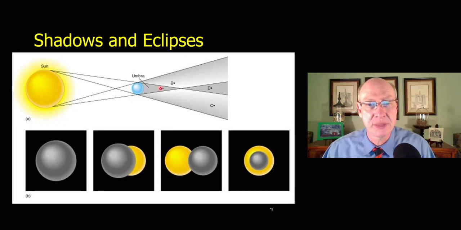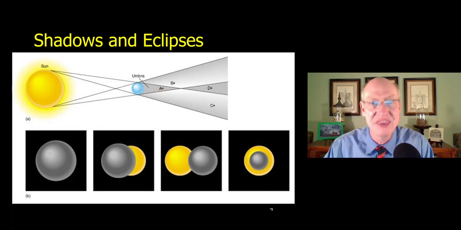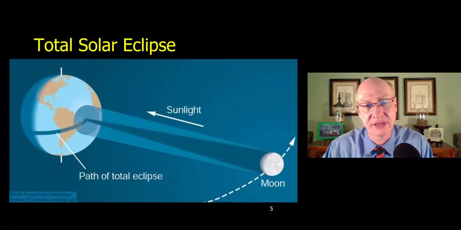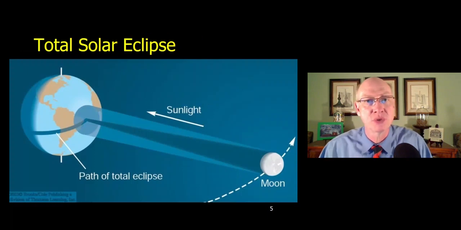A total solar eclipse is when you find yourself inside the umbra of the moon. They are, of all the eclipses, by far, hands down, the most spectacular eclipses. And so let's start with total solar eclipses. So here's what happens during a total solar eclipse.